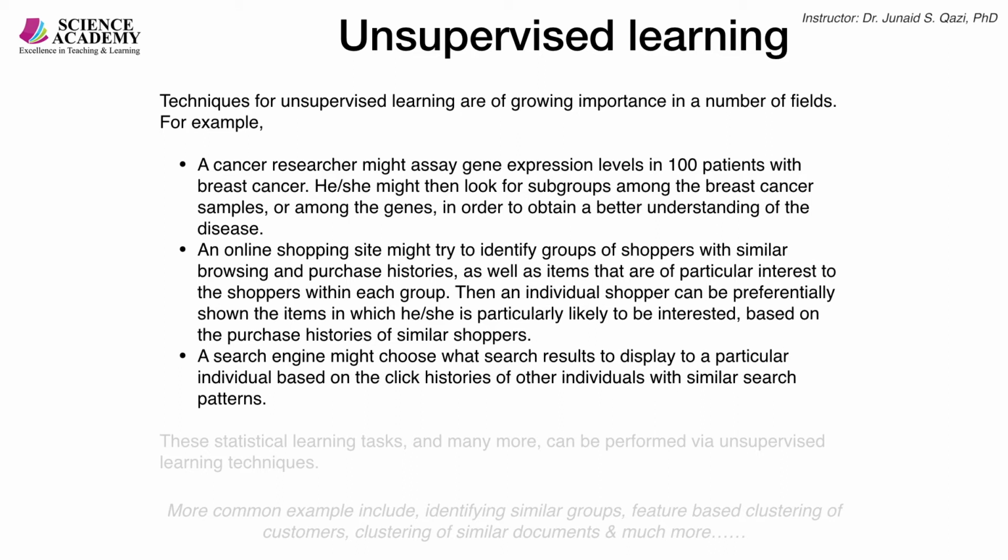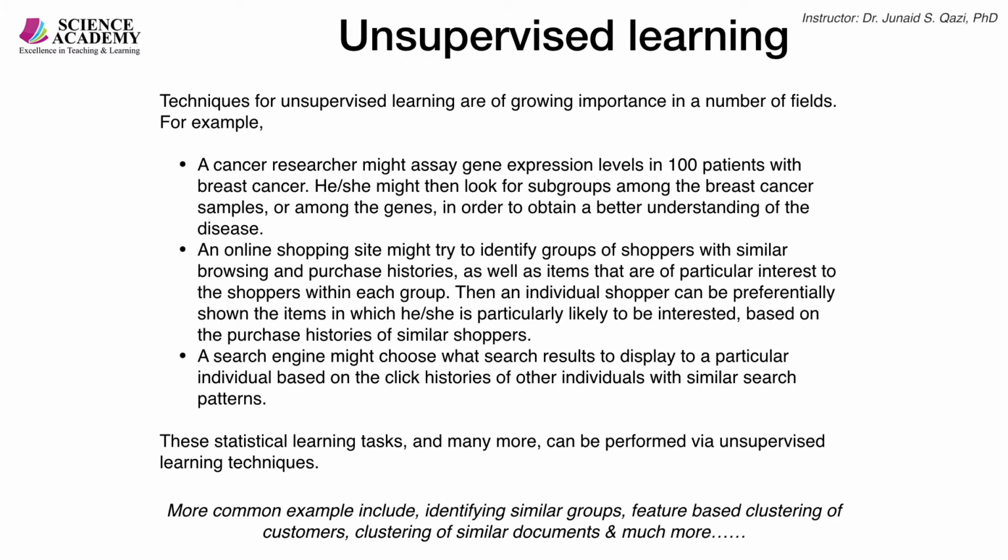Let's think about another common example, where a search engine might choose what search results to display to a particular individual based on the click histories of other individuals with similar search patterns. These statistical learning tasks and many more can be performed via unsupervised machine learning techniques. Some other very common examples include identifying similar groups, feature-based clustering of customers, clustering of similar documents, and much more. There are tons of examples for unsupervised machine learning.